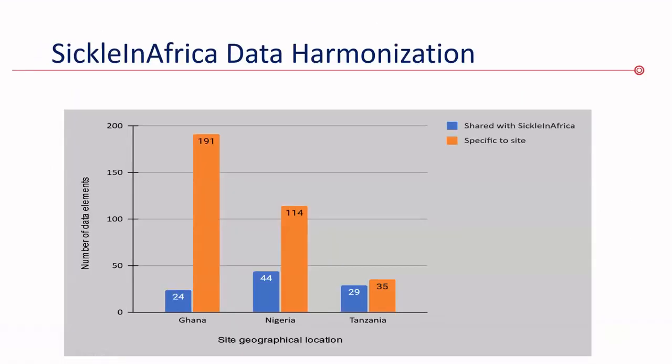And on this slide, I have the result from the data harmonization process. So this is just one of those results. These are the number of data elements per site that have been harmonized using the SickleInAfrica data harmonization model. Prof will give a bit more information about this data harmonization model and processes within the consortium.